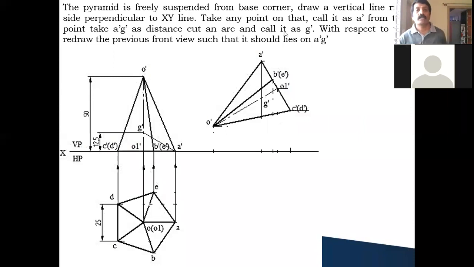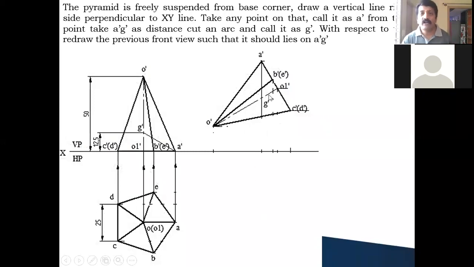How to do it? You take any one point on the right side, take certain height here, and call that the corner where you are freely suspending in space. I'll call it the A dash point. Now from this A dash point, draw a vertical line that is perpendicular to the XY line.